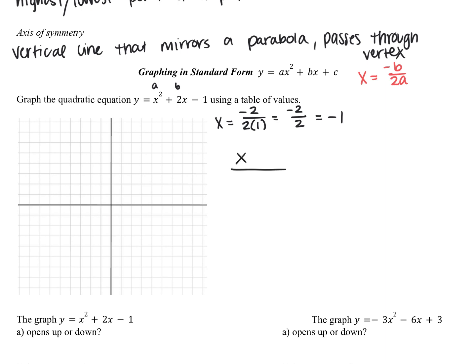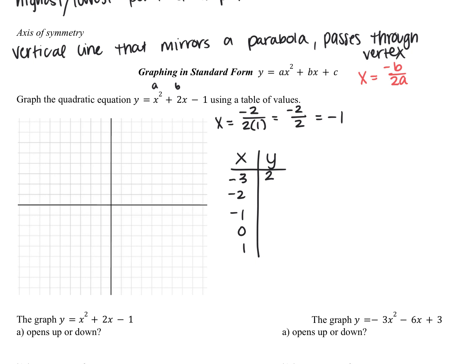So when I go to graph my parabola and I have my x and y values, I want to make sure I do negative 1. I'm going to do 2 values below that, and 2 values above that. So I'm going to use the points negative 3, negative 2, negative 1, 0, and 1. Now I'm going to plug those values into my equation to solve for my y values. So I plug in negative 3. I do negative 3 squared plus 2 times negative 3 minus 1. So I'm going to get 9 minus 6 minus 1. So it's going to be 9 minus 7, which is going to give me 2.